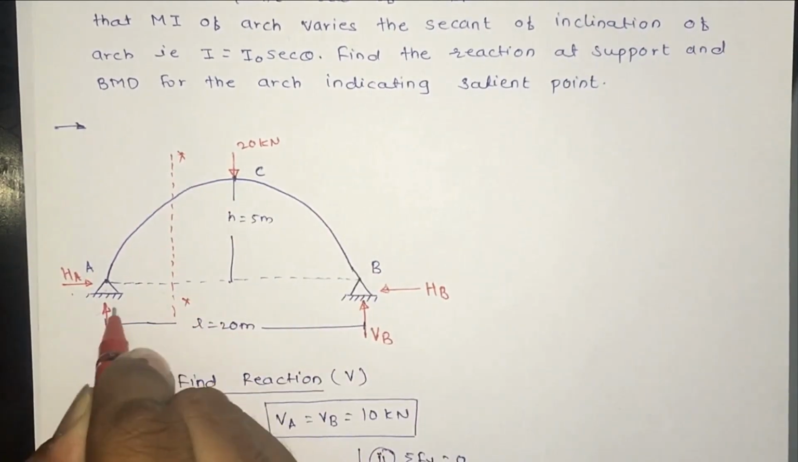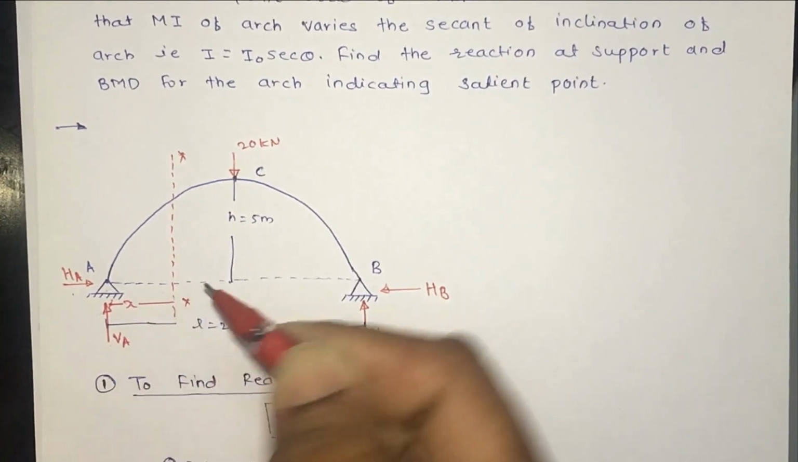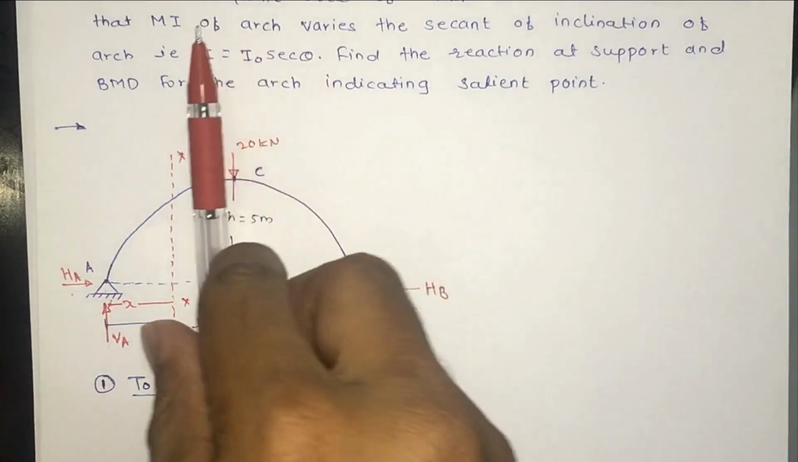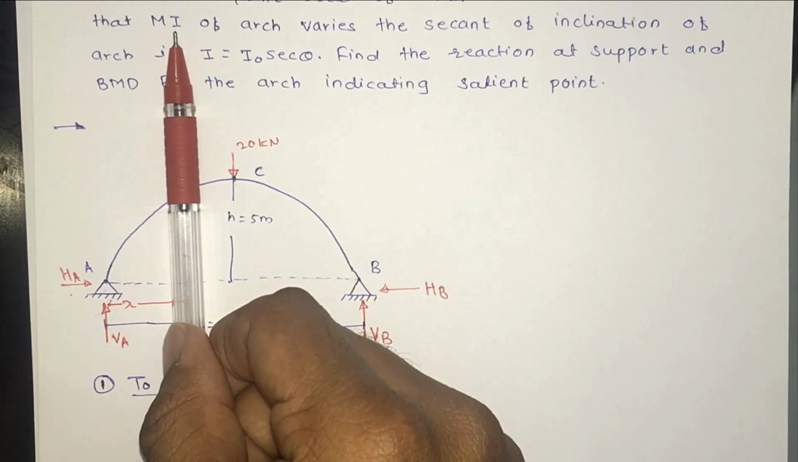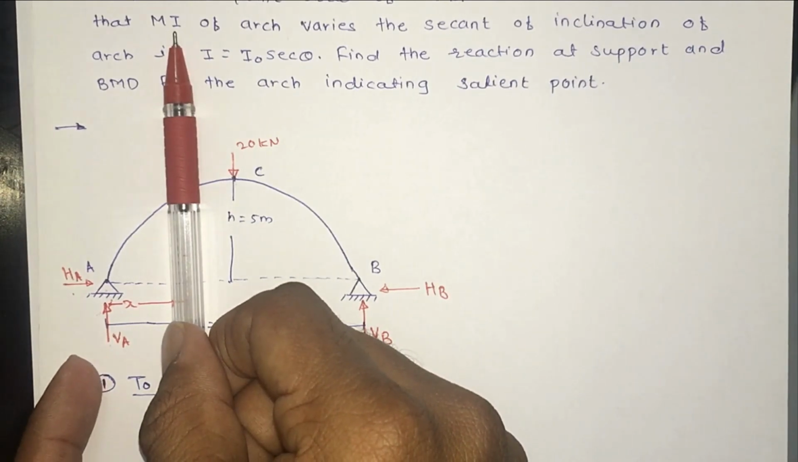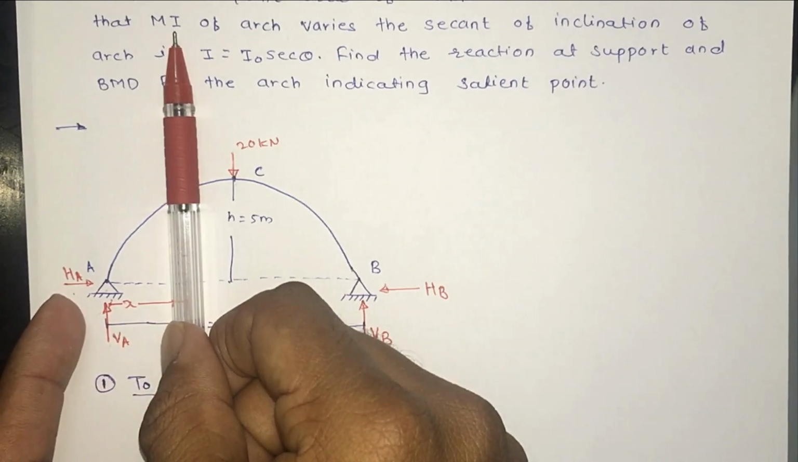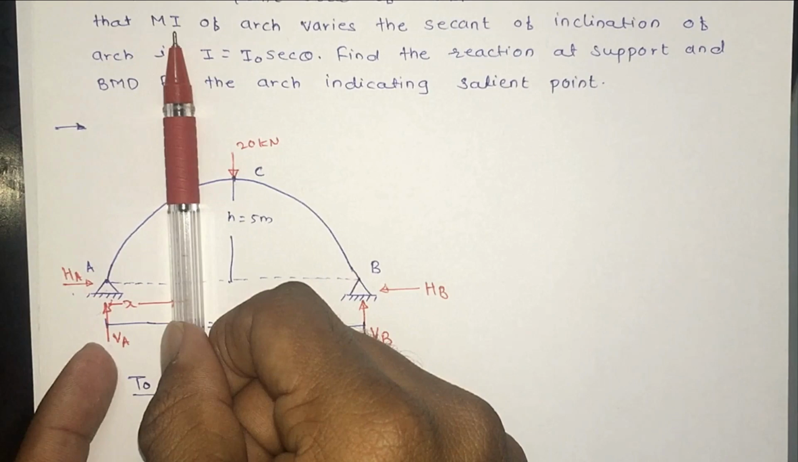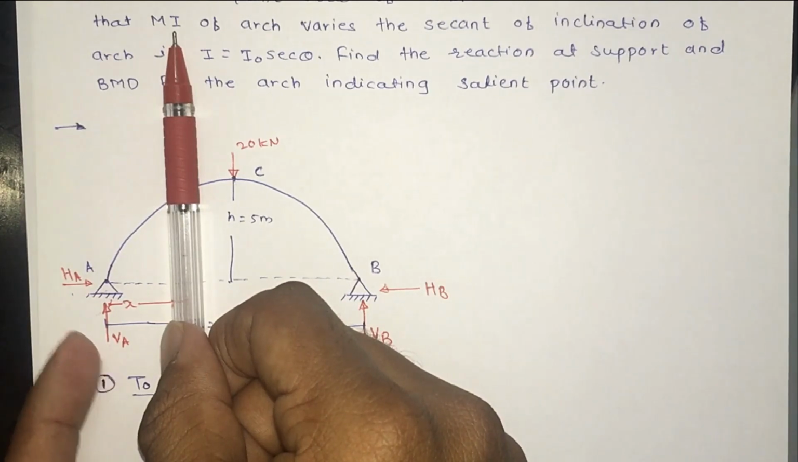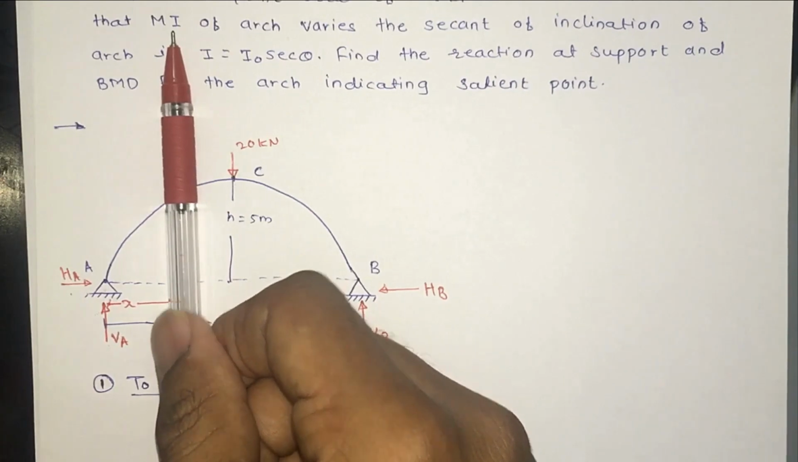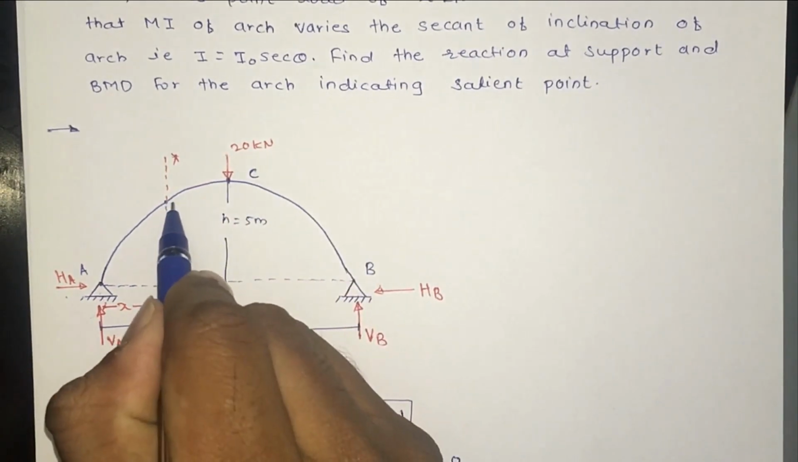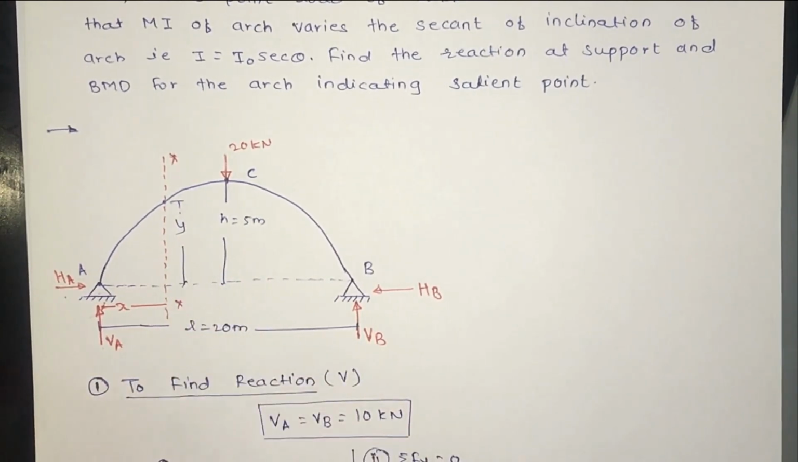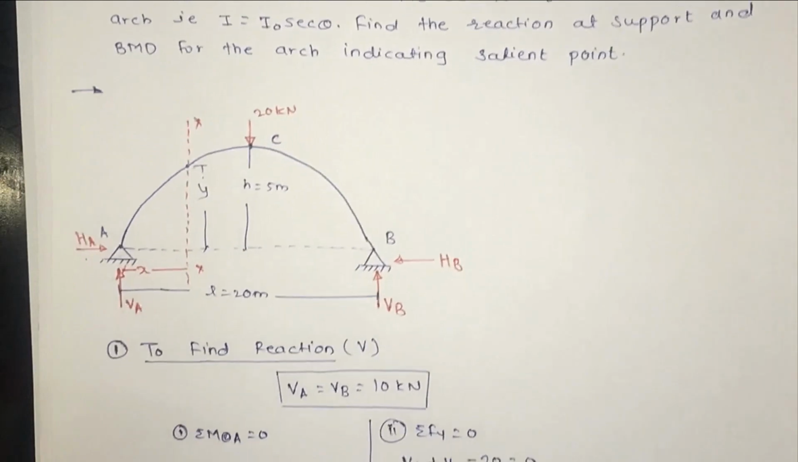This is the XX section. It is present at x distance from point A, and we will take the moment at this section. If we consider the left hand side of the section, this VA is rotating in clockwise direction and this HA is rotating in anti-clockwise direction. So VA produces a positive moment and HA produces a negative moment. So we will take the moment about this section. Before that, we consider this height y where we take the section.